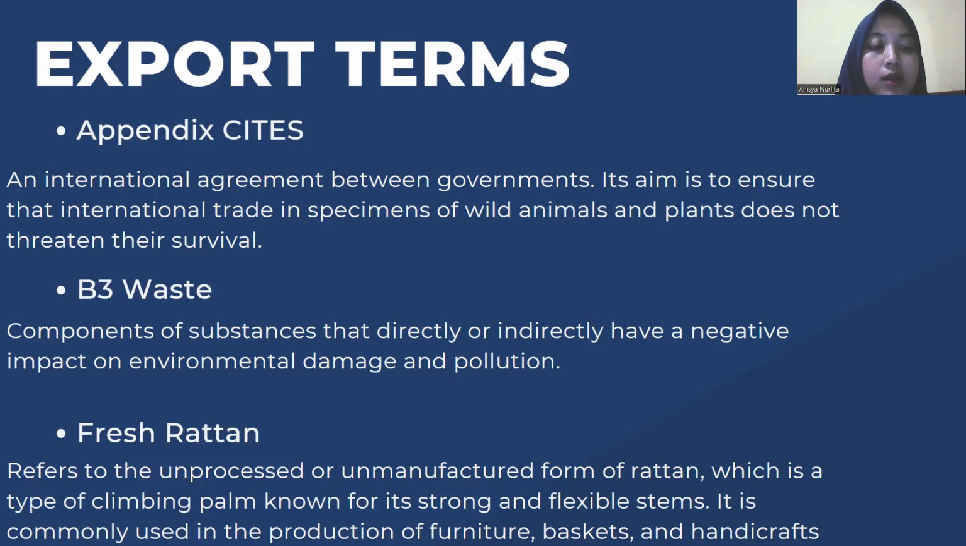And the third one is fresh rattan. This refers to unprocessed or unmanufactured rattan, which is a type of climbing palm known for its strong and flexible stems. It is commonly used in the production of furniture, baskets, and handicrafts. So I chose fresh rattan in the export terms because rattan in Indonesia is very common to export to foreigners.